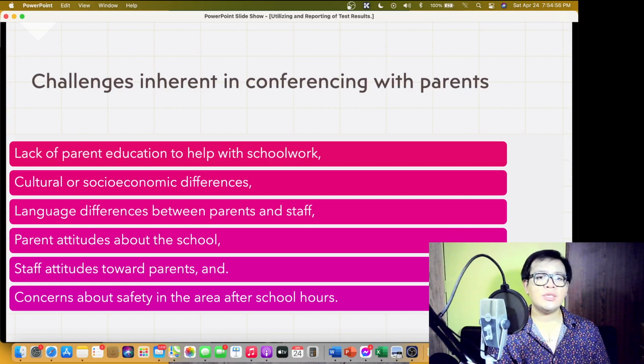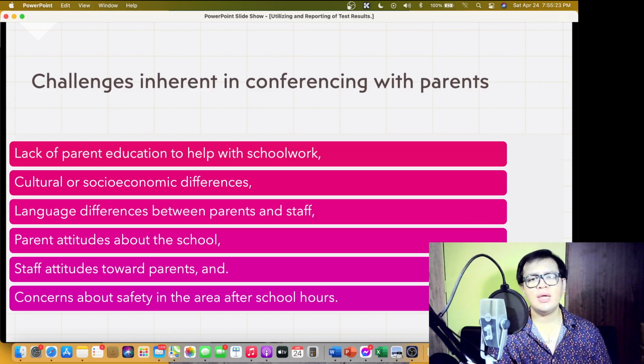So what are the challenges inherent in conferencing with parents? First is the lack of parent education to help with the schoolwork. Second, cultural or socioeconomic differences between the parents as well as with the school management. We also have language differences between parents and staff, parents' attitude about school, staff attitude towards parents, and concern about safety in the area after school hours.